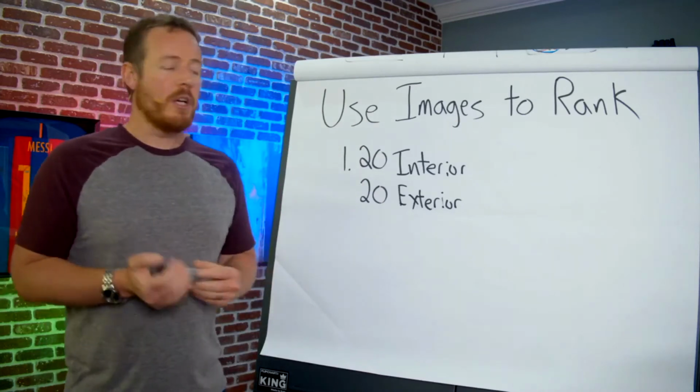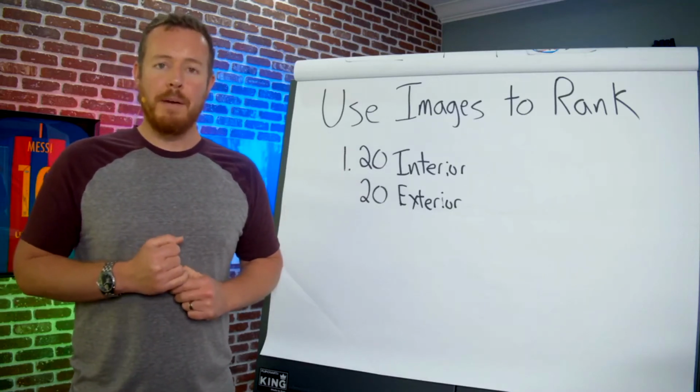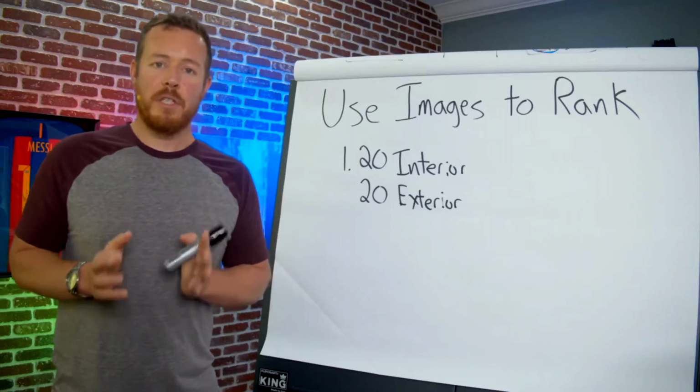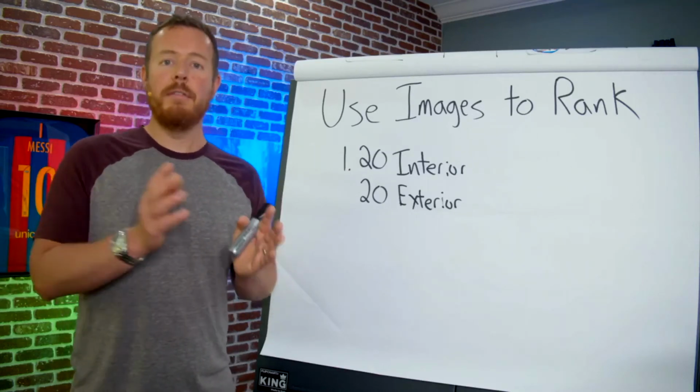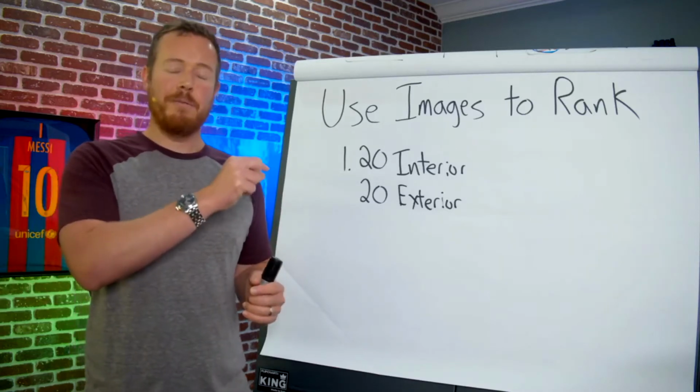But what you're going to do is take these 20 pictures and go into your Google My Business profile and upload them to the interior photo section of the photo section of your Google My Business profile. So when you're logged in, on the left side you're going to see something that says photos. You're going to click that.